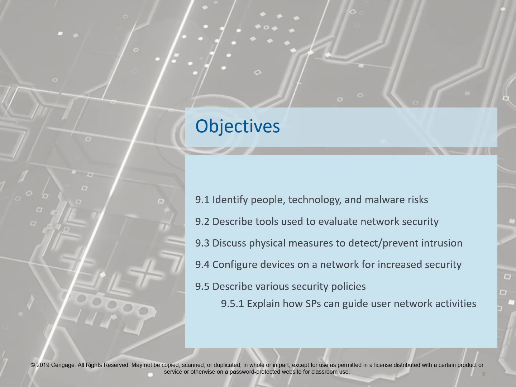Now we've got 5 primary objectives. We're going to identify people, tech, and malware risks. We're going to talk about some tools that are used to evaluate network security. We're going to talk about some physical measures that we use to both detect and prevent intrusion. We're going to configure devices on a network for increased security and describe various security policies, as well as a little subcategory here of explaining how security policies can guide user network activities.